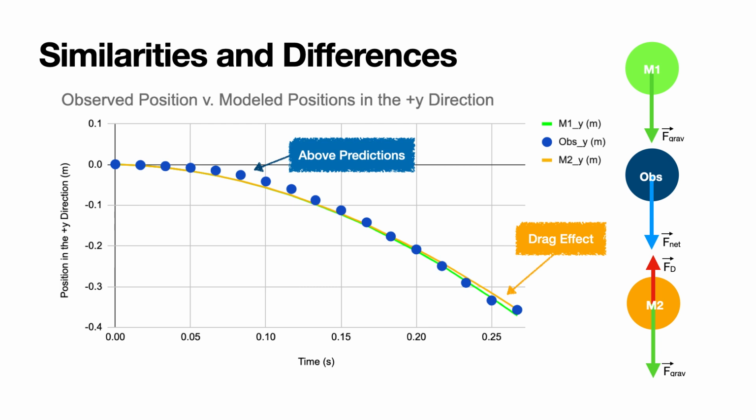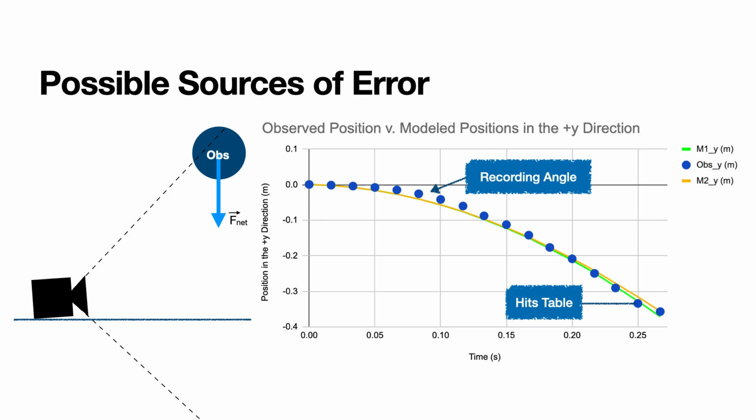Nevertheless, Model 2 has a slightly noticeable deviation from Model 1 over the time span of the last few observations, and the observations are above the model predictions near the beginning. In this lab, there are sources of error, and I will focus on 2 main ones. The first is that the recording device may have been slightly tilted, which could explain the difference between the observations and the model predictions near the beginning.